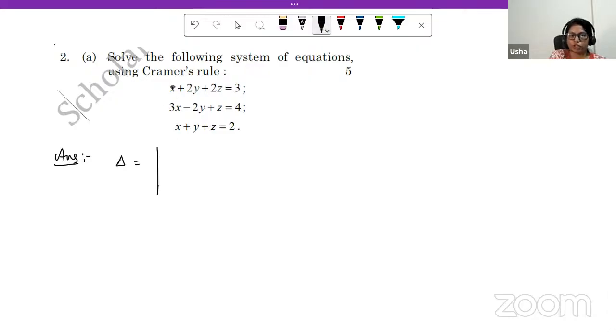So write the coefficients 1x plus 2y plus 2z. And in the second equation, you have 3x minus 2y. Don't ignore the signs. This is a common mistake that students do. You will ignore signs. Plus z is 1. X plus y plus z is 1, 1 and 1. This is delta. Find out what is this determinant.